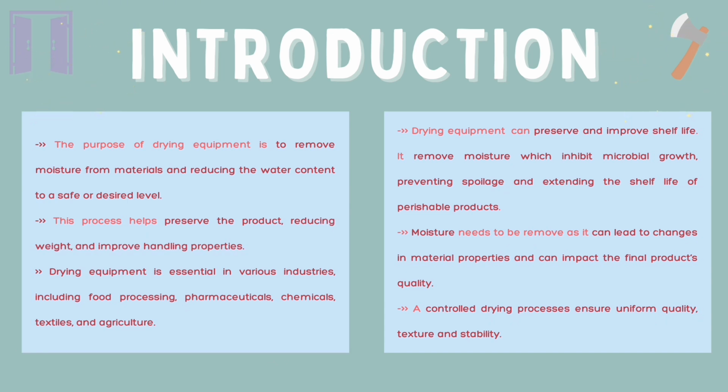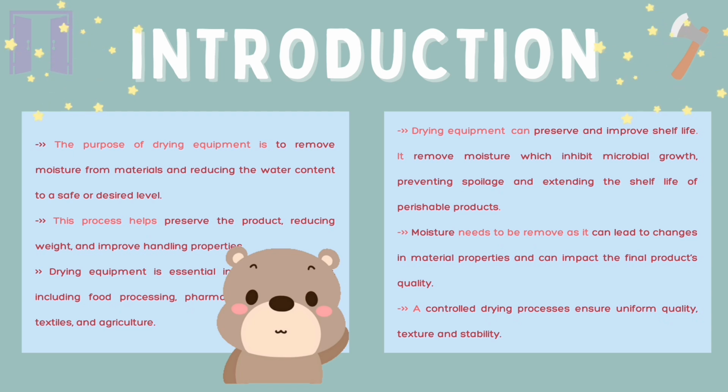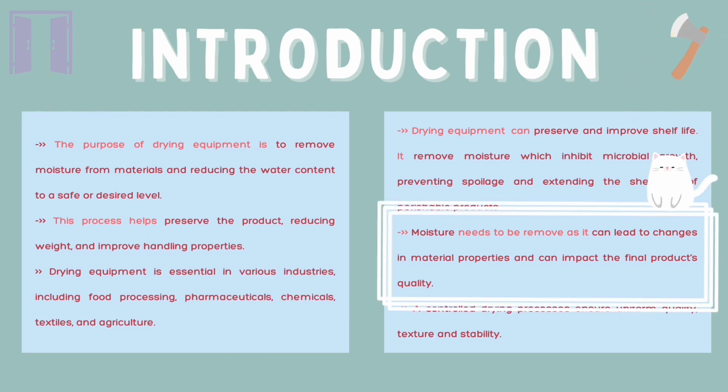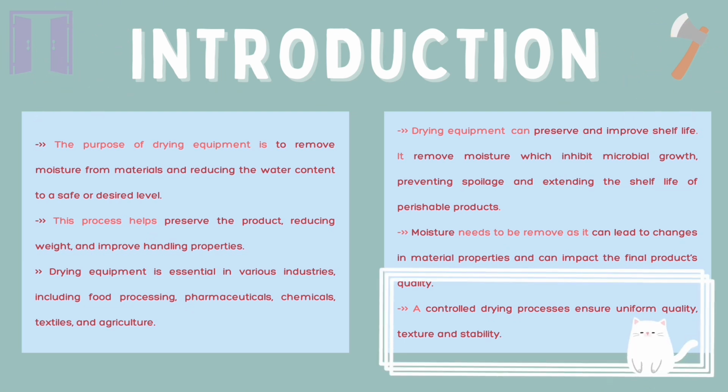Other than that, drying equipment can also preserve and improve shelf life. For example, it removes moisture, which inhibits microbial growth, preventing spoilage and extending the shelf life of perishable products. So why do we need to remove the moisture? It needs to be removed as it can lead to changes in material properties and can impact the final product's quality. So, a controlled drying process is desired to ensure uniform quality, texture and stability.